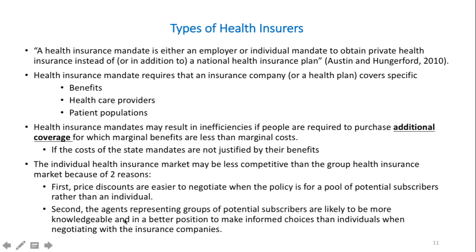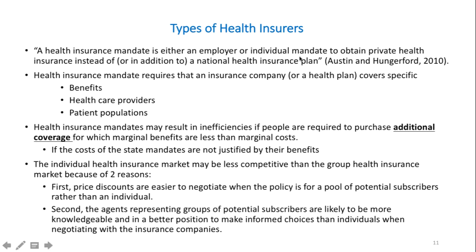The second reason is that the agent representing a group of potential subscribers is likely to be more knowledgeable and in a better position to make informed choices than an individual when negotiating with insurance companies. This is because the big insurers or group insurance can afford to hire knowledgeable experts to decrease the price, because of having more information, full information.